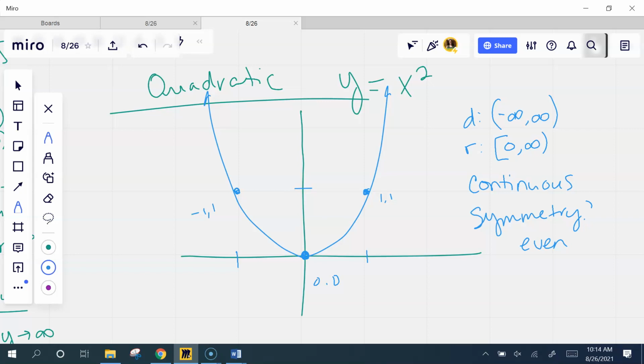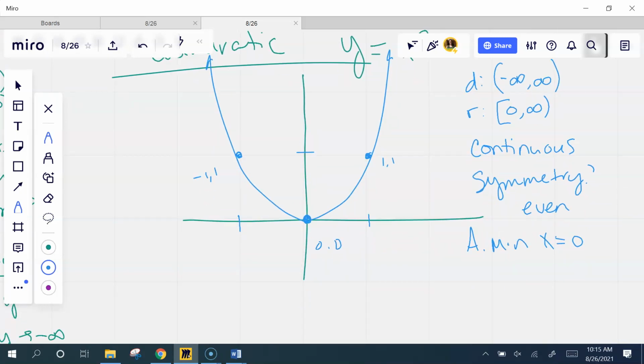How about critical points? Absolute min where? At x equals 0. By the way, we say it has a minimum value of 0. The value is my y value at x equals 0. The value of the function is the y value always. Some of you, that question came up when you were working through some of your review. When you ask about the value of the function, you're talking about the y.